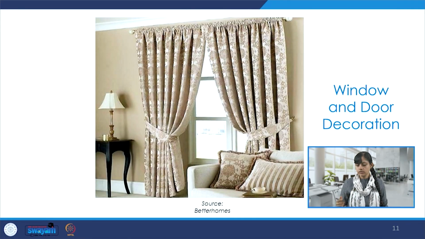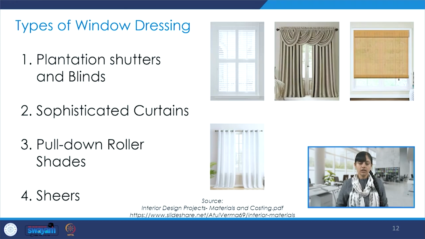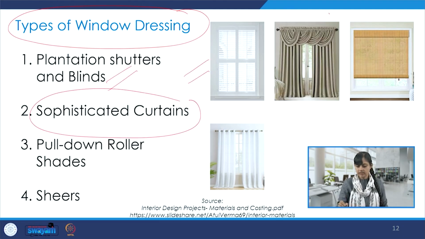Window and door decoration also is crucial when we talk about the overall design and impact of interior design projects, because they stand out and they highlight certain details, and people are very, very fond of showcasing windows and doors, and using fabrics, curtains, different kinds of paints and finishes on the windows and doors. There are some types of window dressings which are quite popular, such as plantation shutters and blinds, sophisticated curtains such as these, and then pull down roller shades, also shears like this.